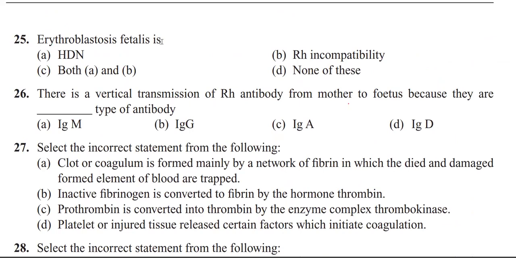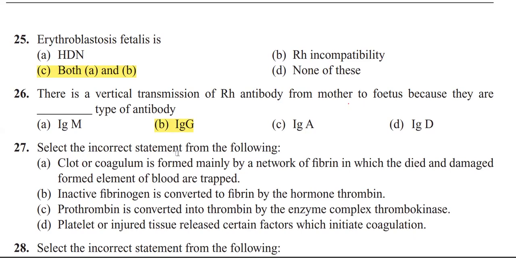Erythroblastosis fetalis is HDN, hemolytic disorder in newborn, RH incompatibility, both A and B, none of these, both A and B. There is a vertical transmission of Rh antibody from mother to fetus because they are a type of antibody: IgM, IgG, IgA, IgD. That is IgG.